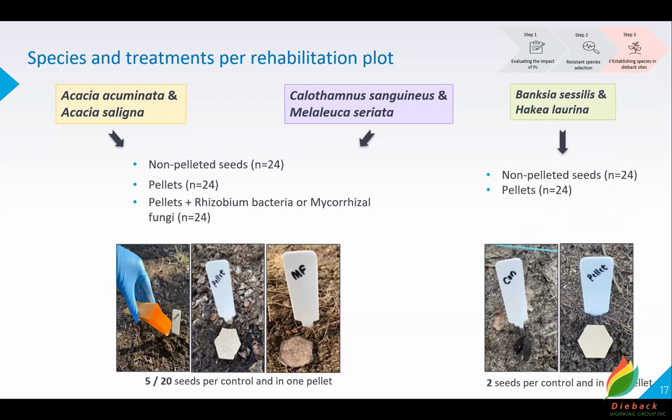And for Banksia and Hakea, I had only 2 treatments because they don't have any specific microbial associations. I had non-pelleted seeds and just pellets. The number of seeds I used in each pellet or control for each species varied based on seed size. For species such as Calothamnus and Melaleuca, the seed size is very small, so I had 20 seeds in each control and pellet. I buried these non-pelleted control seeds under soil, and the pellets were left on the soil surface.